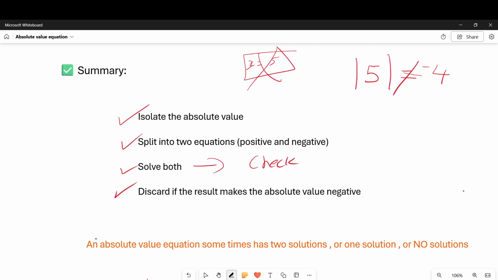Okay, so the final point is that an absolute value equation sometimes has two solutions, or one solution, or no solution. We already have the 3 examples here. We already saw the first example with 2 solutions. In the second example we saw a 1 solution example. Then no solution: whenever, while computing, we have an equation where the right hand side makes the absolute value negative, we can conclude there is no solution. Okay, these three types of examples we have already seen. So I hope everyone understood.